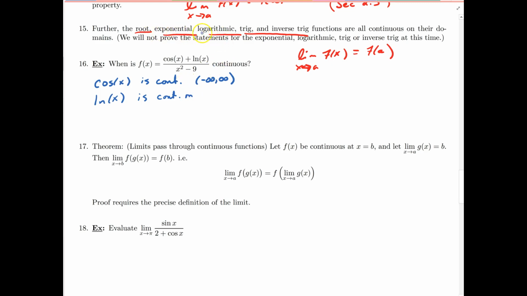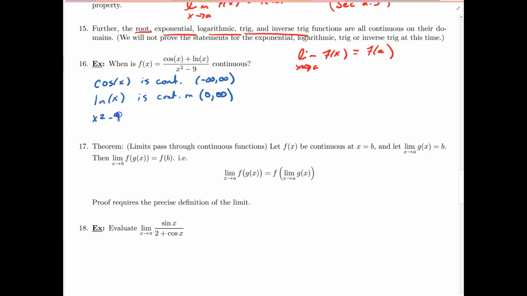Okay, the natural log of x is continuous where? Well, we said that the logarithmic functions, specifically the natural log, are continuous on their domains. What's the domain of the log function? As you'll see in your work this week, it's from 0 to infinity. That's its domain. So since the log function is continuous on its domain, it's continuous on 0 to infinity.